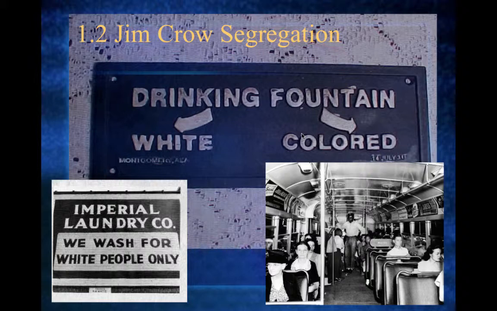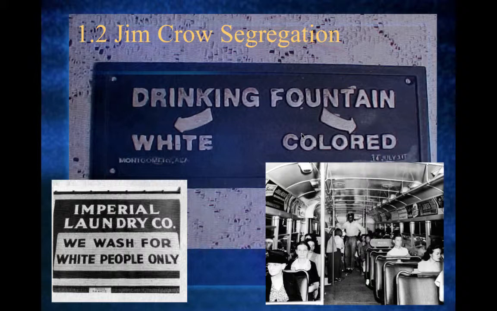Jim Crow laws not only enforced the separation of whites and blacks, but also stripped blacks of many of their basic civil rights. Housing covenants determined where blacks could or could not live. Schools were segregated, and there were limited opportunities that kept blacks as domestic servants and laborers throughout the South. Poll taxes and literacy tests kept blacks from full political participation.